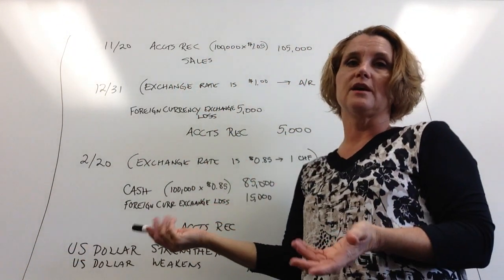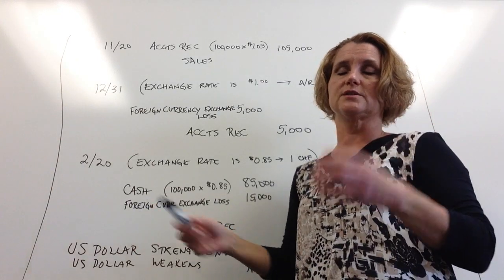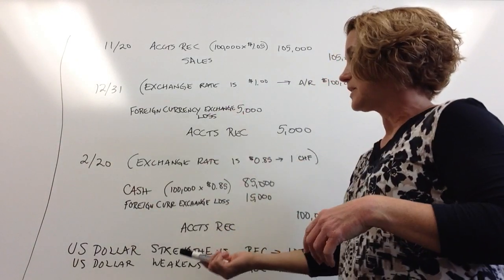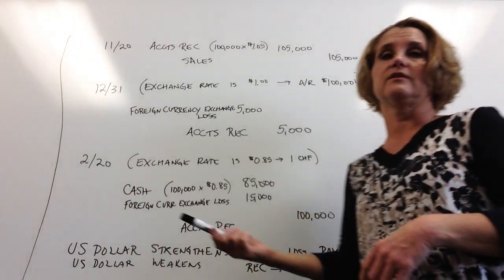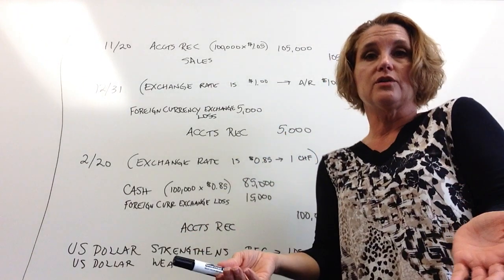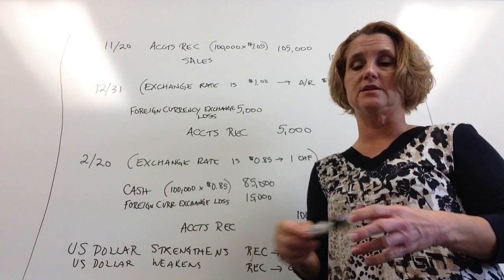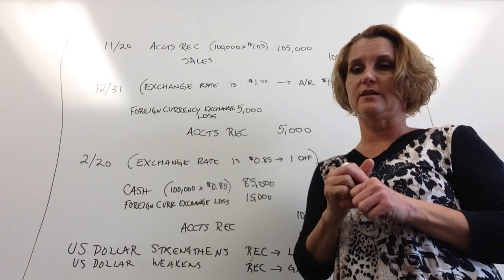The only thing they're guilty of is giving their vendor or their customer 90 days to pay. So they end up having a $20,000 loss that they really couldn't have controlled, because it all has to go back to the U.S. dollar, which the company has nothing to do with.